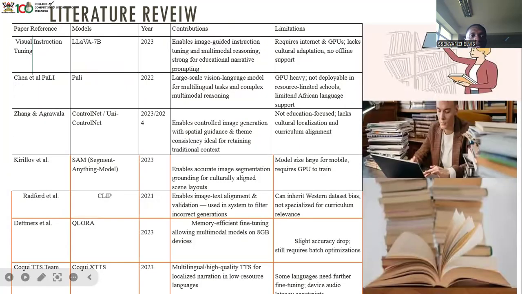So, the literature review. Among the papers we reviewed for the model, one is visual instruction learning, that is LLaVA 7B. LLaVA 7B is the large language and vision assistant. 7B means 7 billion parameters, and this will enable image-guided instruction tuning and multimodal reasoning.